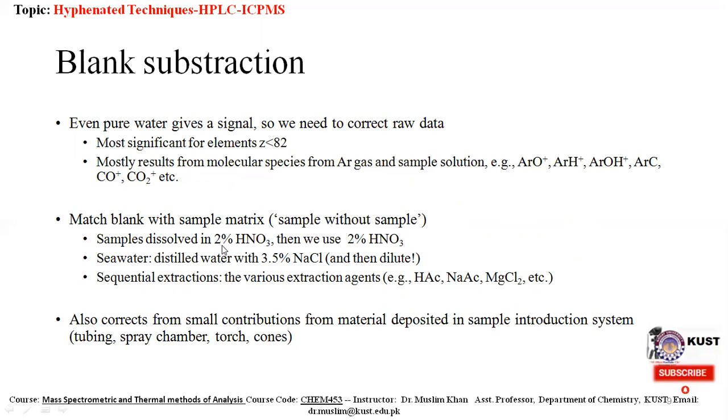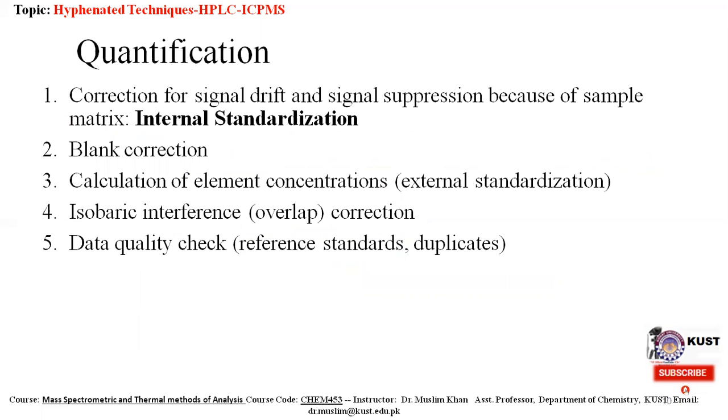Samples dissolved in 2% nitric acid, then we use 2% nitric acid. Seawater, distilled water with 3.5% sodium chloride, and then dilute. So sequential extraction, the various extraction agents like this, magnesium chloride, etc. So also correct for small contribution from material deposited in sample introduction system, tubing, spray chamber, torch, and cones.